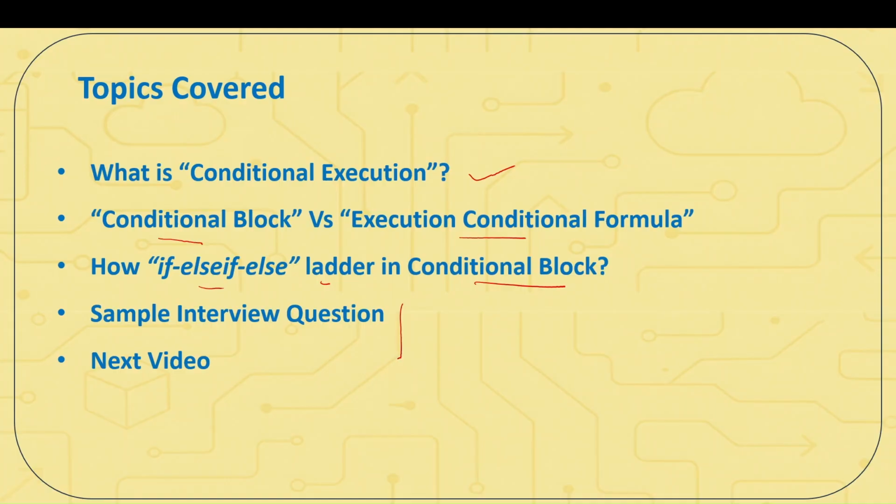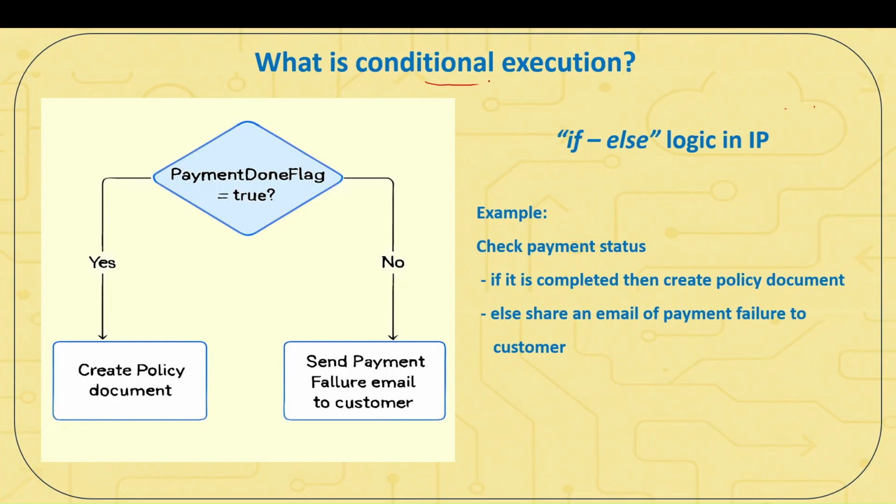So let's start. What is conditional execution? As we know from basic programming concepts, whenever we want to execute one statement or group of statements based on the value of one of the variables. For example, here, first check the payment status with the help of this variable, payment done flag. If payment is done, then create policy document. It means payment done flag is true.